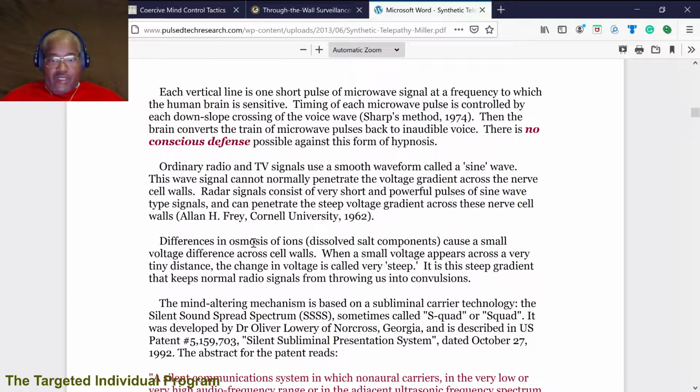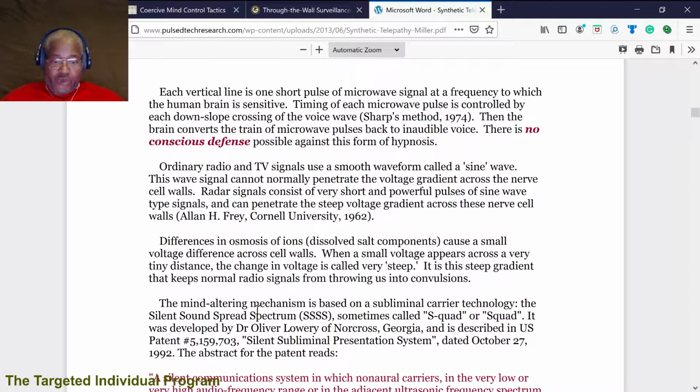Differences in osmosis of ion dissolved salt components cause a small voltage difference across cell walls. When a small voltage appears across a very short, tiny distance, the change in voltage is called very steep. It is this steep gradient that keeps normal radio signals from throwing us into convulsions.